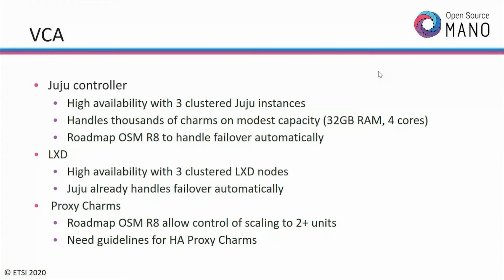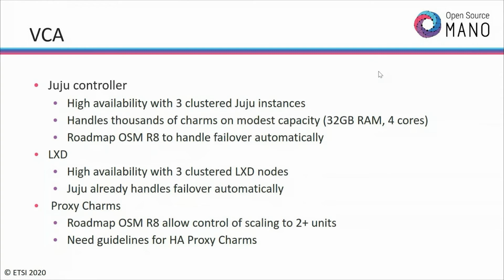which is not ideal. There is ongoing work that should be landing in R8, the next release of OSM, to handle a failover of the Juju instance automatically. Then, with regards to LXD, which is essentially the platform that can host the proxy charms, LXD supports high availability with 3 clustered LXD nodes. And essentially, the LXD nodes and the Juju controllers form pairs that can run on a single machine. So Juju already can handle failover of an LXD instance automatically, which is quite nice.